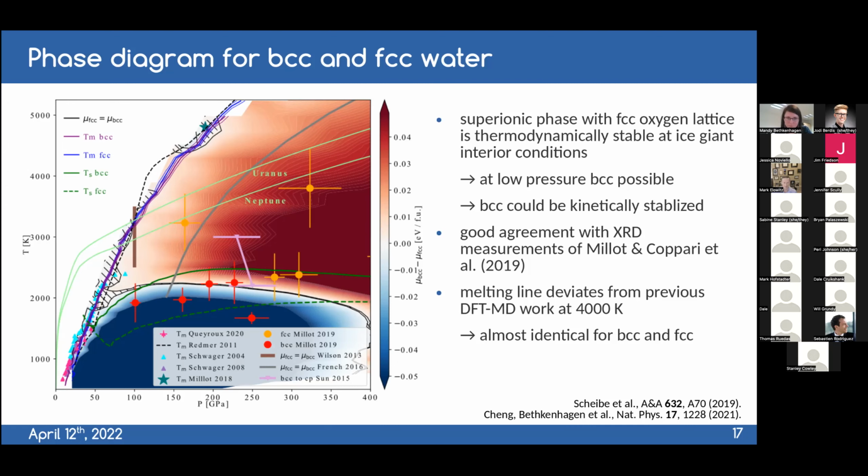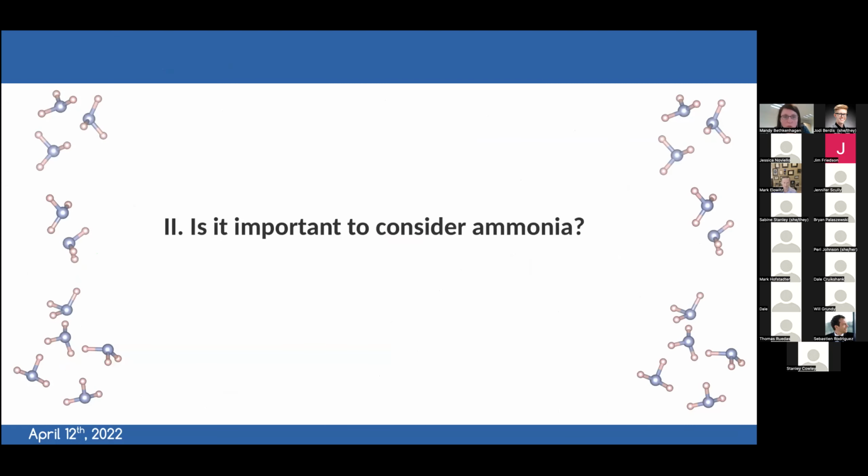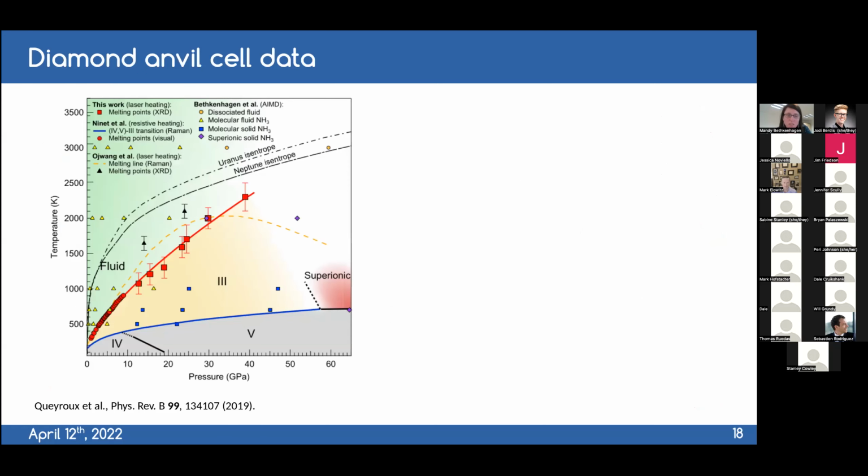Okay, so how important is it now to consider ammonia for these planets? Because ammonia is actually not very abundant in Uranus and Neptune. It's just about 8% in the icy layers. But still, it has some really interesting differences compared to water, and that's why I think we should study it.